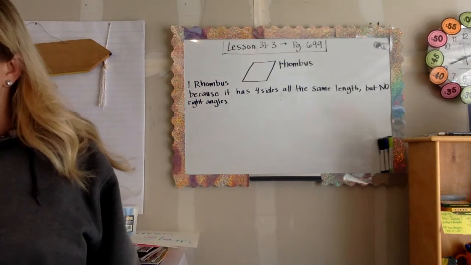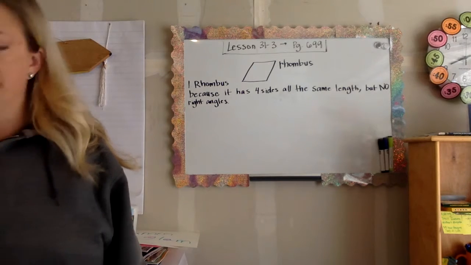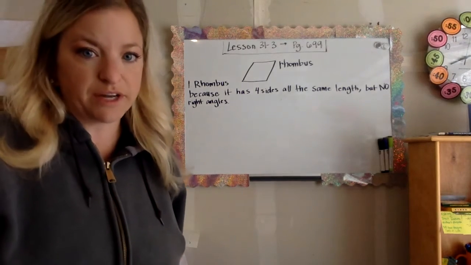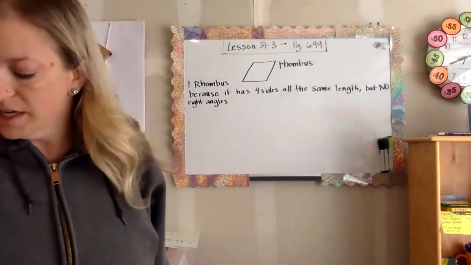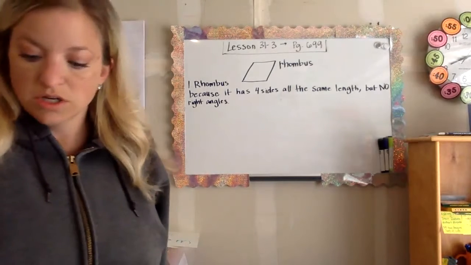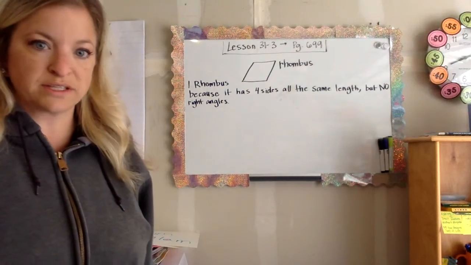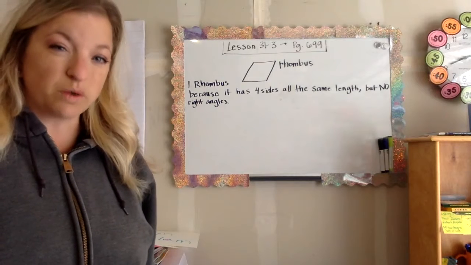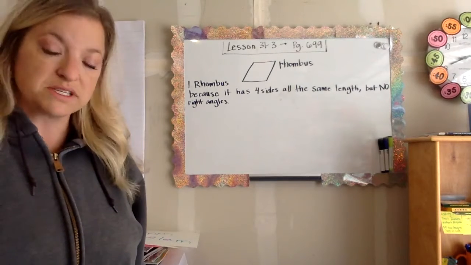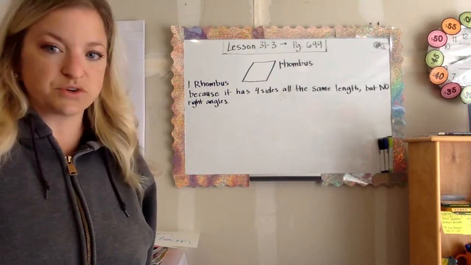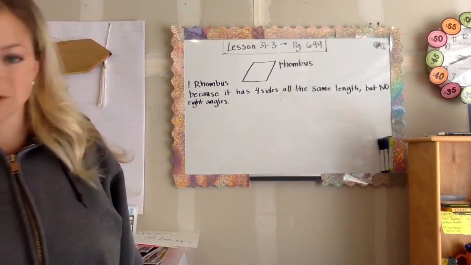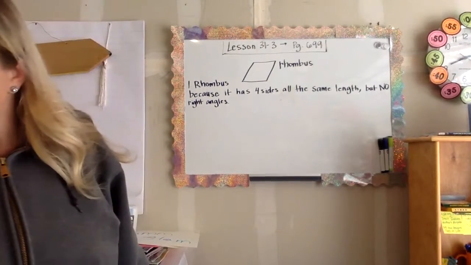A square has right angles, and this shape doesn't have any right angles. They don't go up and down. It's not like the corner of a book or a piece of paper or a sticky note, so it can't be a square. All squares are rhombuses, but rhombuses are not squares, because squares have right angles.